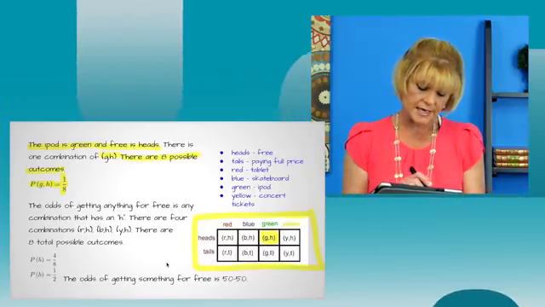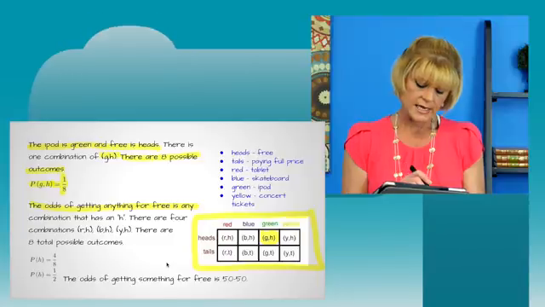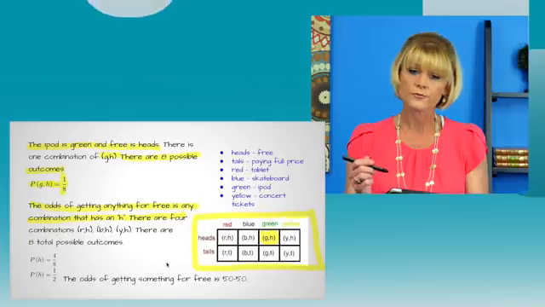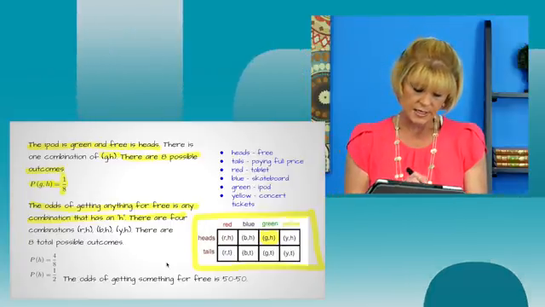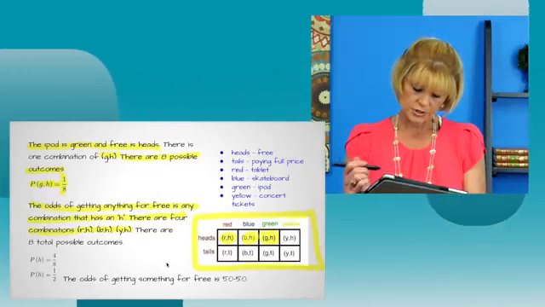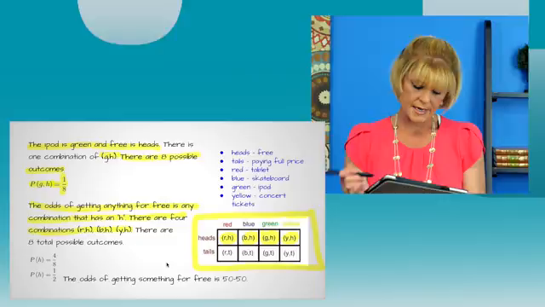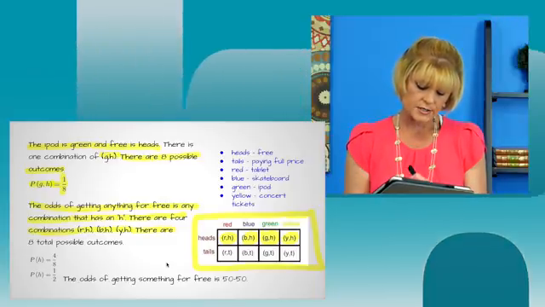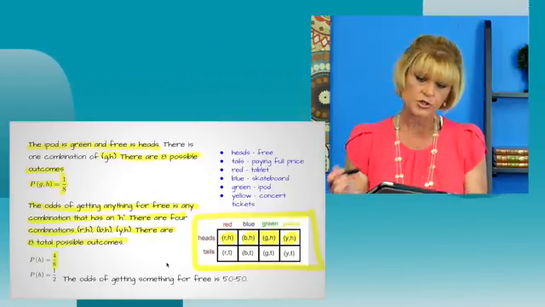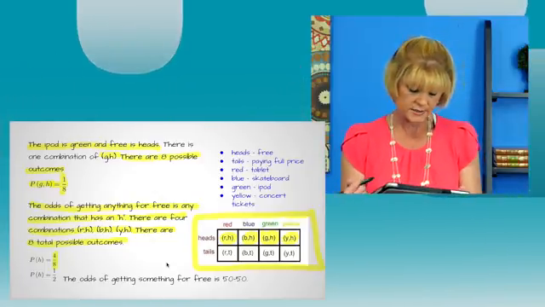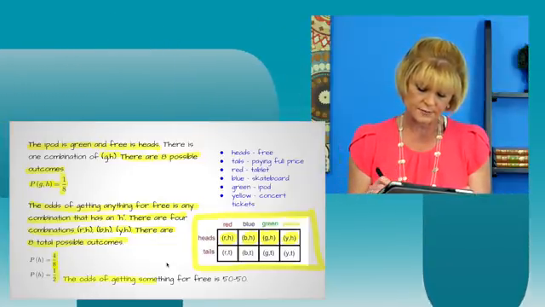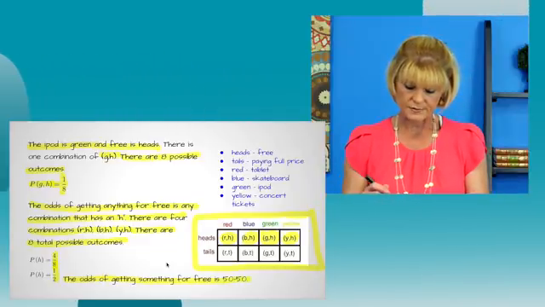And then the odds of getting anything for free is any combination that has an H in it. So all we have to do is look at the table and look for any of the boxes that have an H in it. Those combinations are RH, BH, GH, and YH. So there's 4 combinations, and there are 8 total possible outcomes. So there's a 4 out of 8 chance that we will flip a heads. And 4 out of 8 can be simplified to 1 out of 2. So the odds of getting something for free is 50-50.